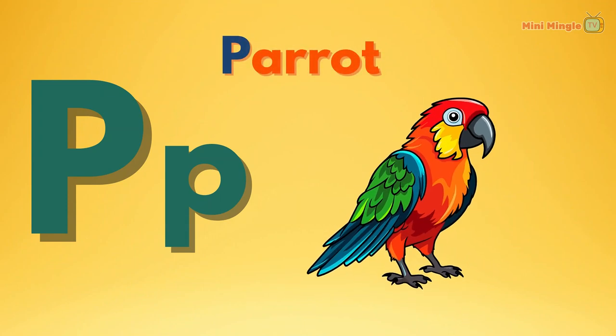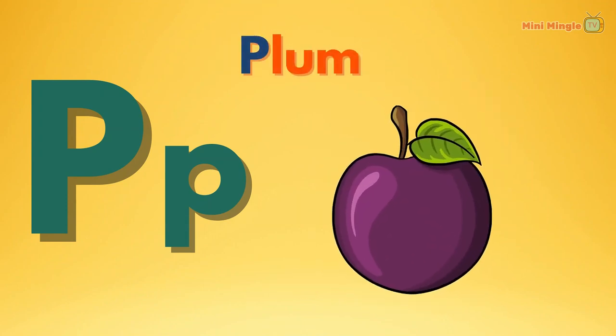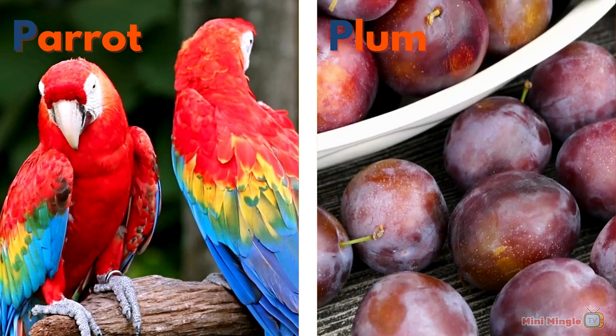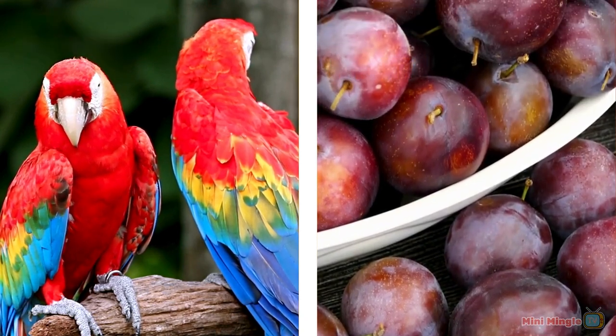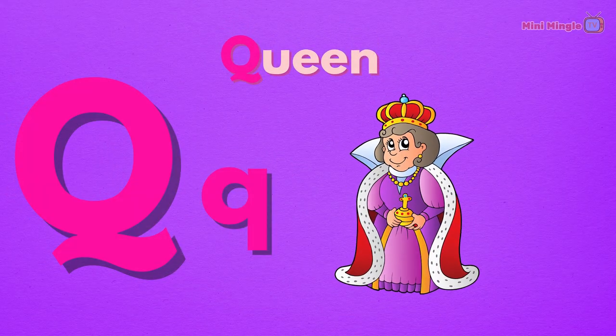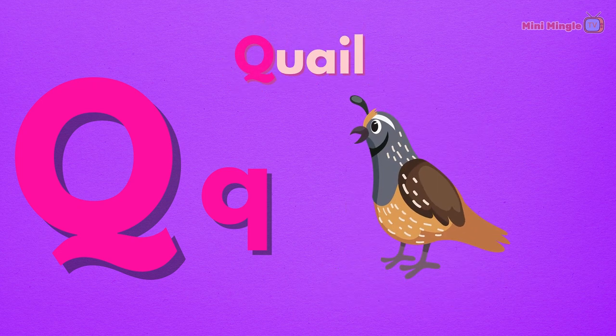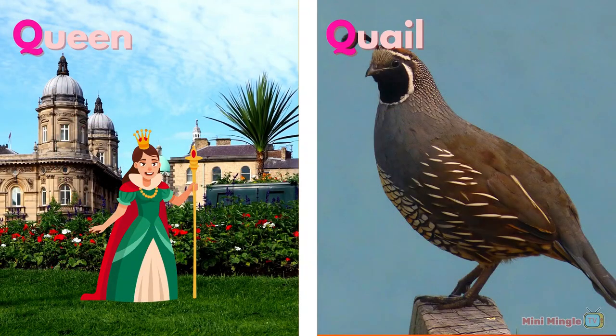P for parrot. P for plum. Parrot and plum. Q for queen. Q for quail. Queen and quail.